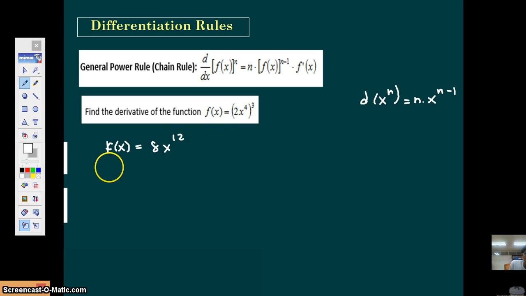So the function now can be easily differentiated using the simple power rule. Bring down 12, multiply it to 8, you get 96. The power will decrease by 1. The derivative is 96x to the 11.